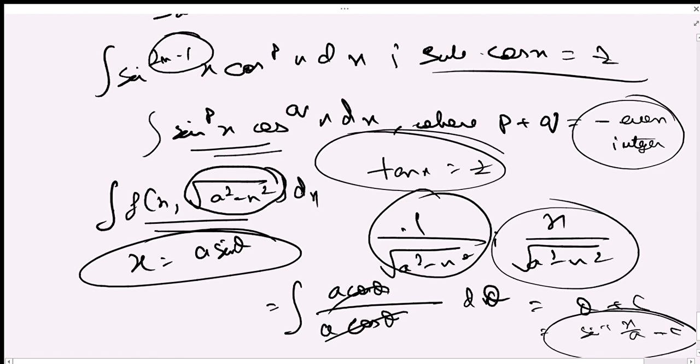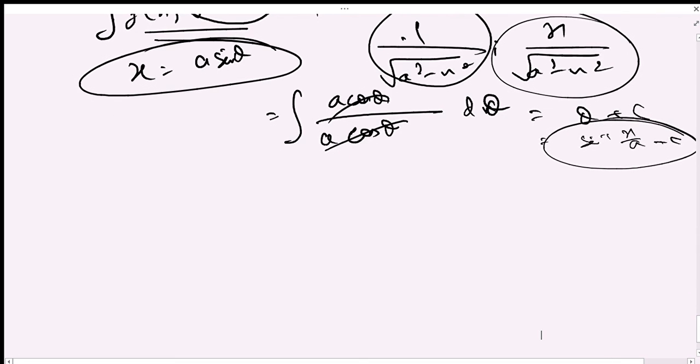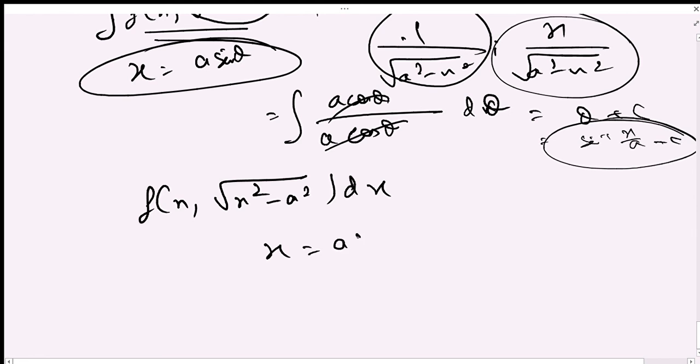Clear? Got it? These things will basically make the problem easier. Got it? Similarly, if you have a function with the term root over of x square minus a square dx, then you assume x equals a sec theta, or you can also use a cosec theta.